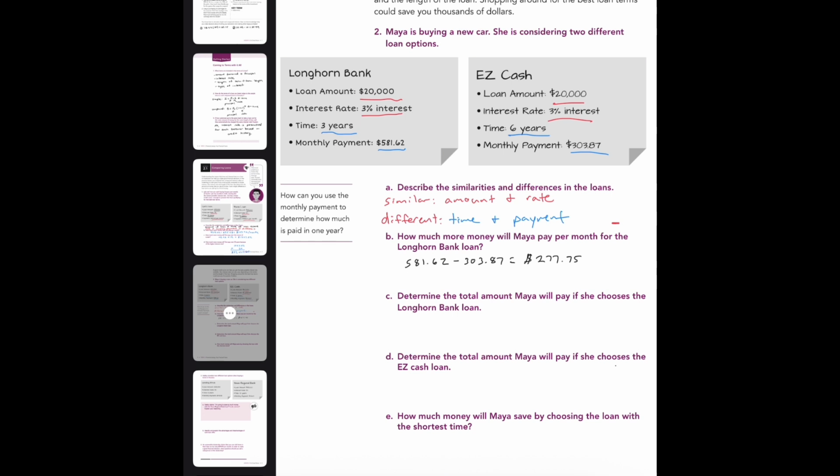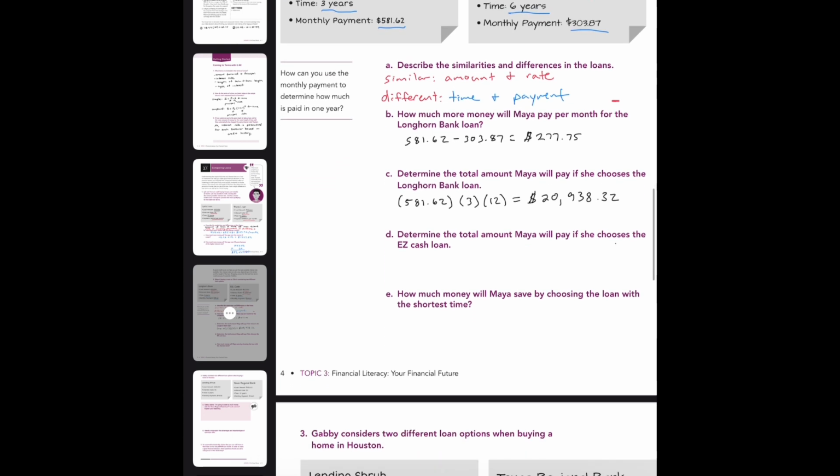So determine the total amount Maya will pay if she chooses the Longhorn Bank loan. So the Longhorn Bank loan is the one with the monthly payment of $581.62. And if we multiply that by 3 years and 12 months a year, we're going to find that her total she will pay at the end of that loan is $20,938.32.